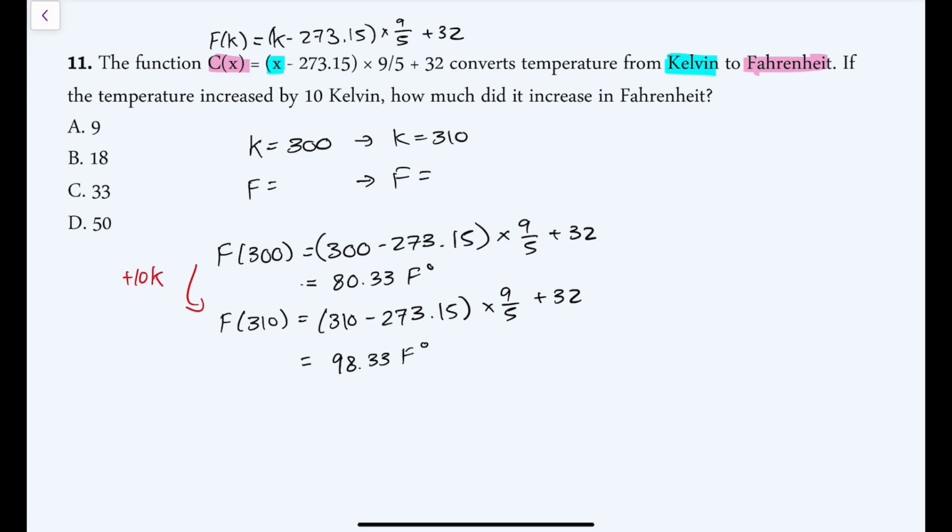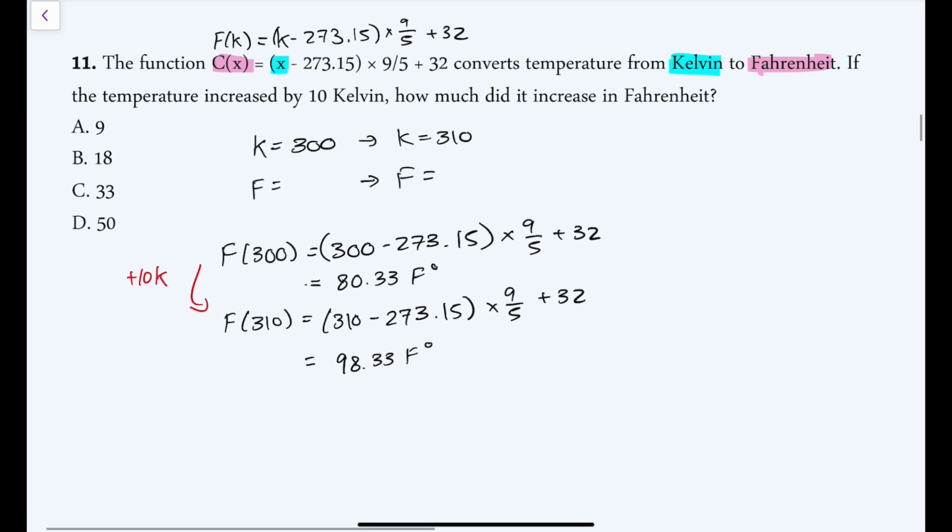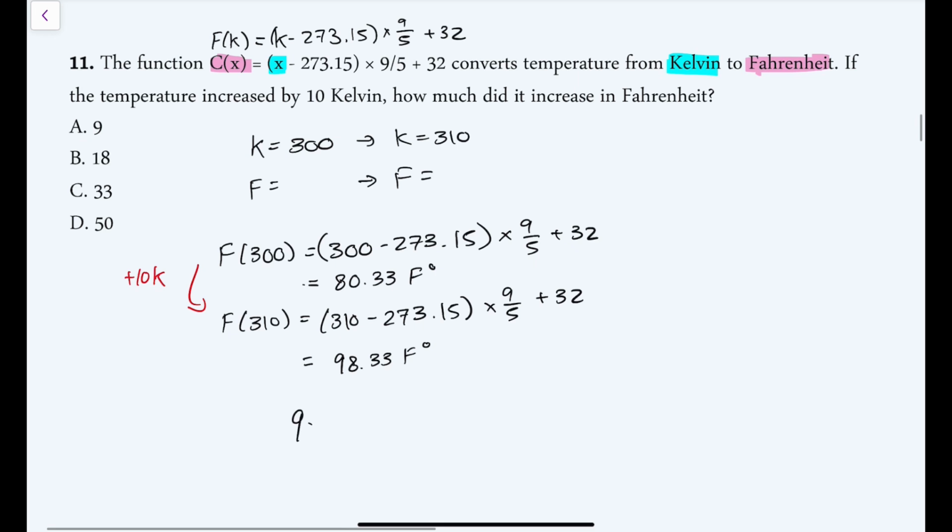Okay, so now we're saying, a 10-degree Kelvin increase results in 98.33 minus 80.33, which is equal to an 18-degree change in Fahrenheit. So B.